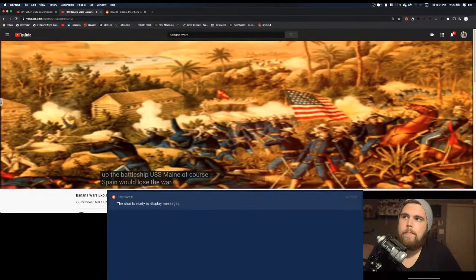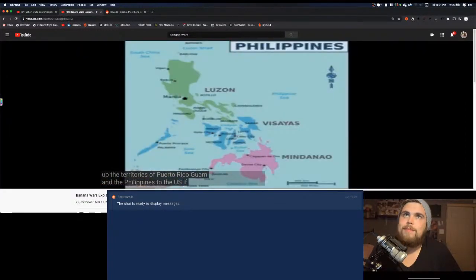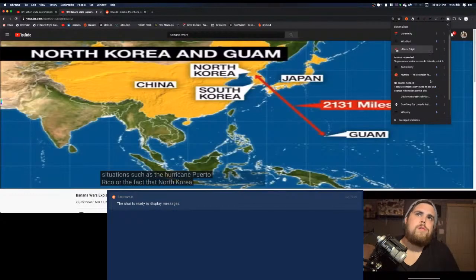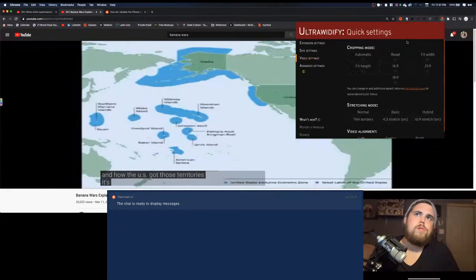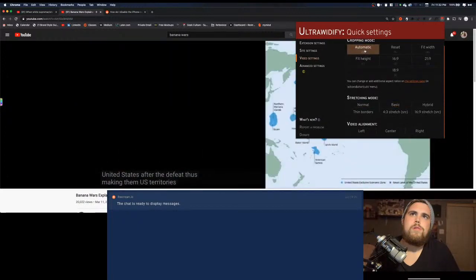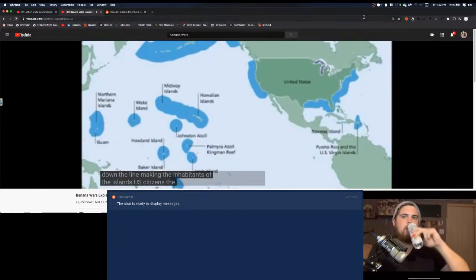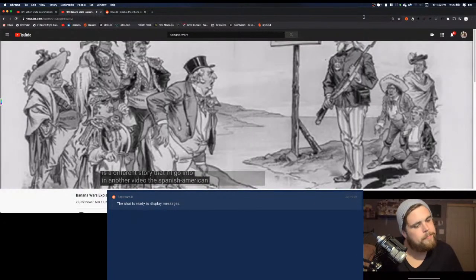Of course, Spain would lose the war and would give up the territories of Puerto Rico, Guam, and the Philippines to the US. If you're wondering why situations such as the hurricane in Puerto Rico or North Korea threatening to attack Guam were a big deal, and how the US got those territories, it's because the Spanish gave them to the United States after their defeat, thus making them US territories, with the inhabitants of the islands later becoming US citizens. The Philippines is a different story that I will go into in another video. The Spanish-American War was a message to the rest of the European powers. The Western Hemisphere was off limits to them.